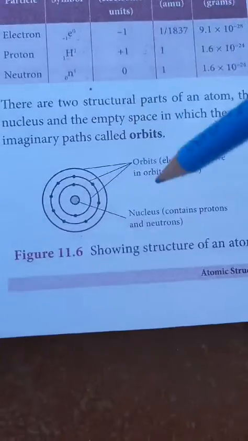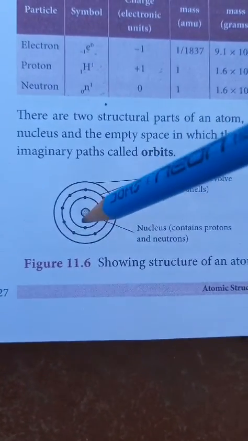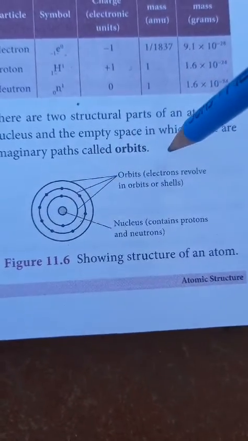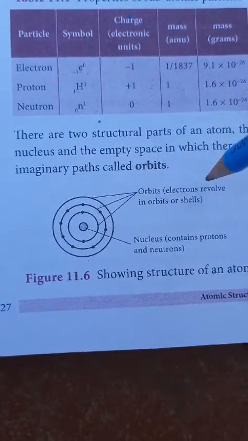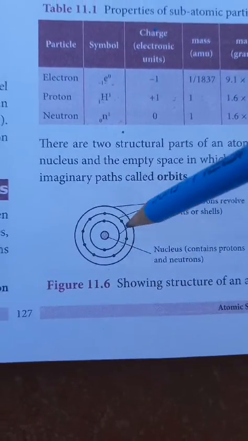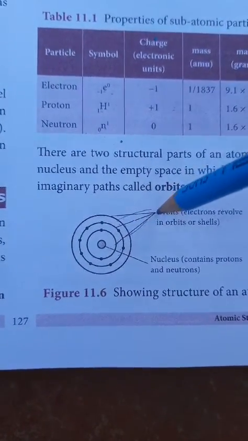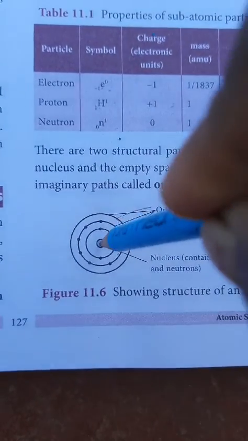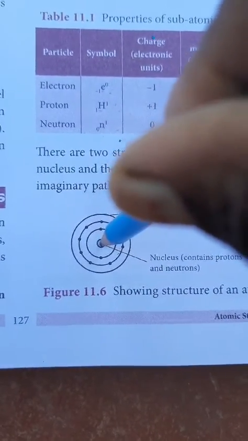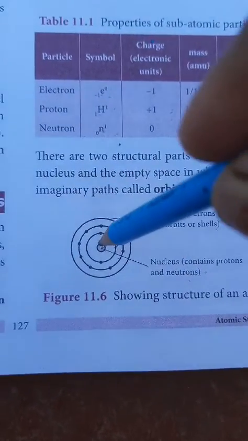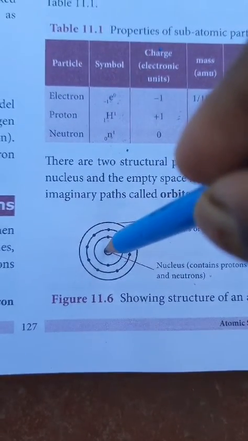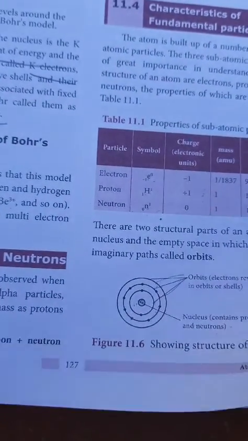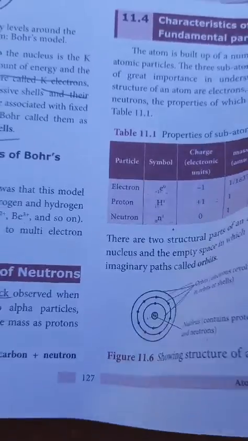Atoms include electrons, protons and neutrons. What are orbits? Electrons revolve in orbits or shells. The nucleus contains protons and neutrons. Protons have a positive charge. So this is the structure of an atom.